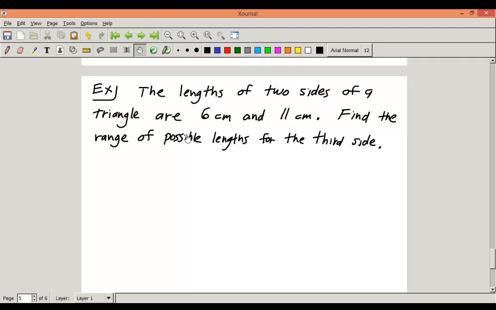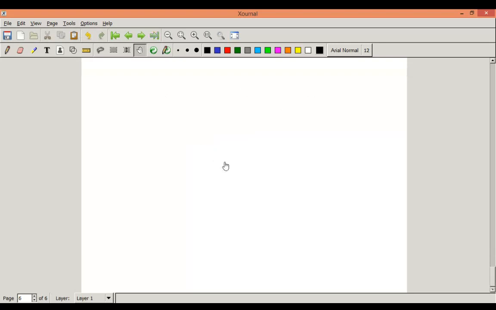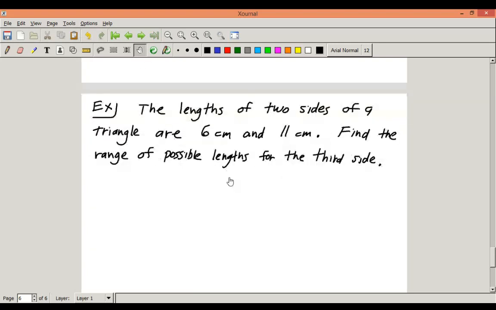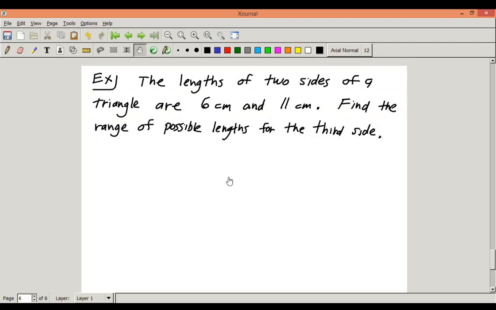Here's another example I want to go through. And this one, let me look ahead a bit here. I guess that's our last one. Okay, it's our last example. The lengths of two sides of a triangle are 6 and 11. Find the range of possible lengths for the third side.